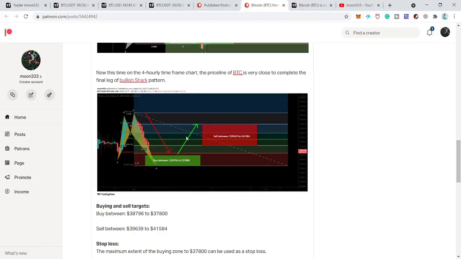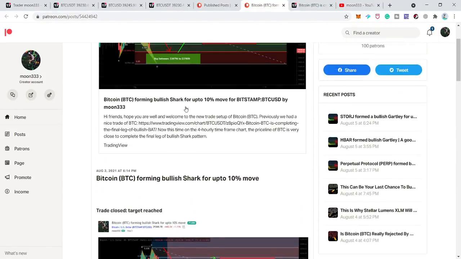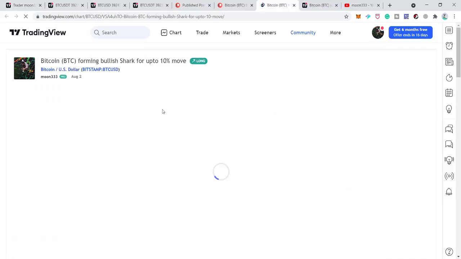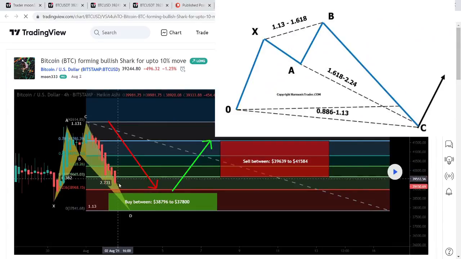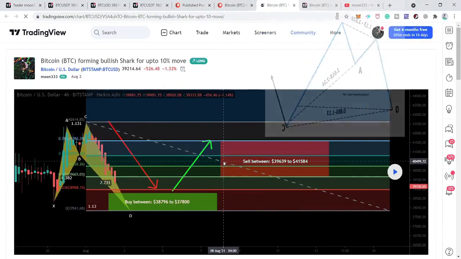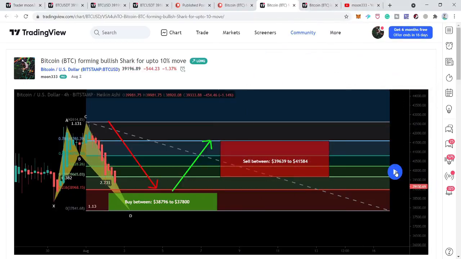This was formed on the 4-hourly chart, and let me show you what the price action did yesterday. The price action completed this final leg of this bullish shark move. I told you that it will complete the final leg as per the Fibonacci sequence, and from here we can expect a bullish reversal. Now I'm going to play the chart to show you the performance of this idea.